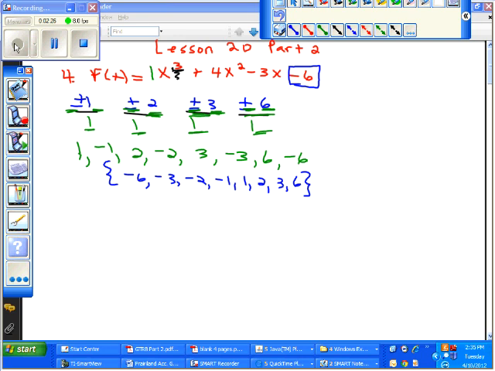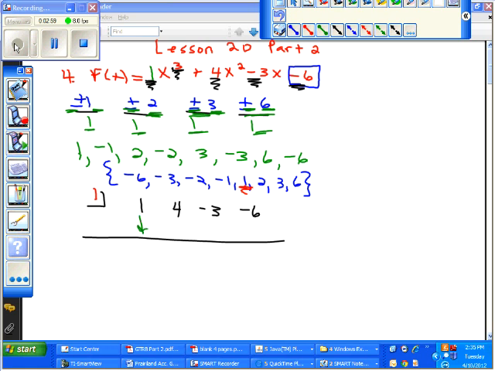To do synthetic division, we're going to take our coefficients. The coefficient of x to the third is 1. The coefficient of the x squared term is 4. The coefficient of the x term is negative 3. And the constant is negative 6. And we know had there been something missing, we would have put a 0 as a placeholder. We're going to start choosing possible zeros, and so we're going to choose a 1, and we'll do synthetic division.